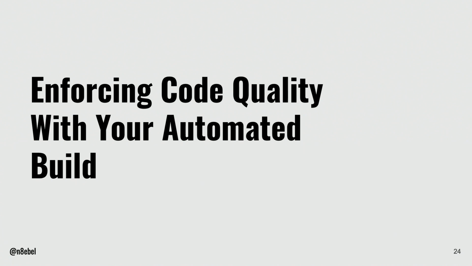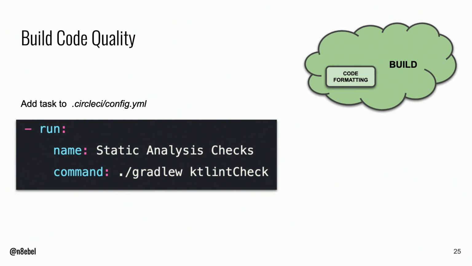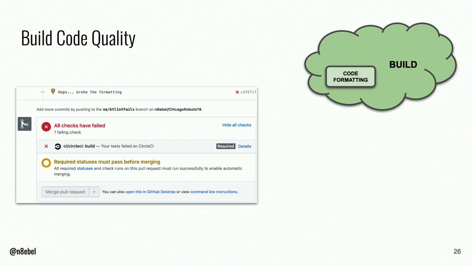So we're going to look at how we could enforce some code quality by running through how to set up ktlint as an automated task as part of our build. So the first thing we want to do, assuming that you have ktlint already set up for your project, is we're going to add another task to our Circle config file. That task is going to run the ktlint check task. So that's going to generate our output. And if that fails, that's going to send a failure status back to our build.